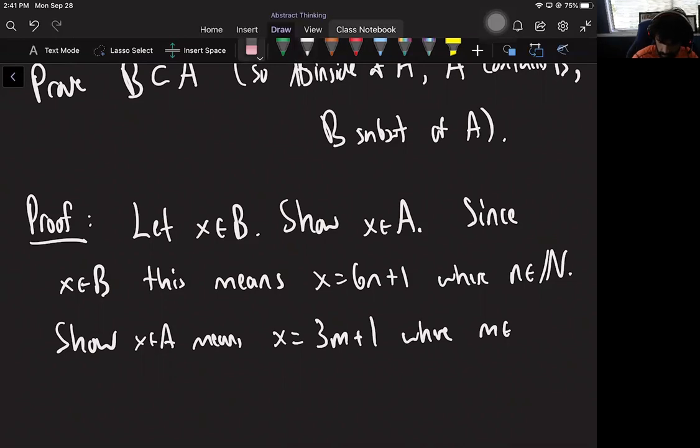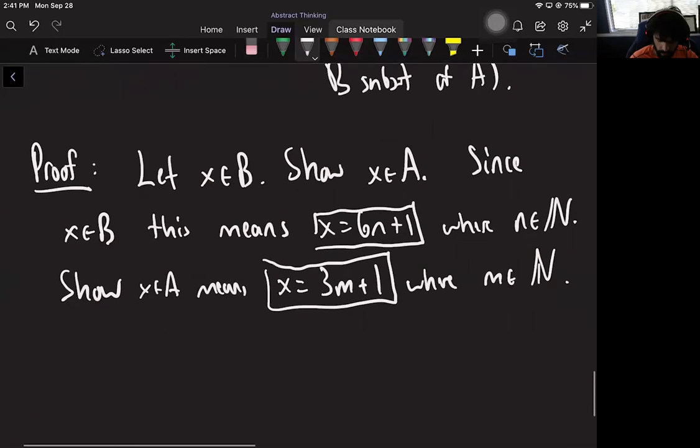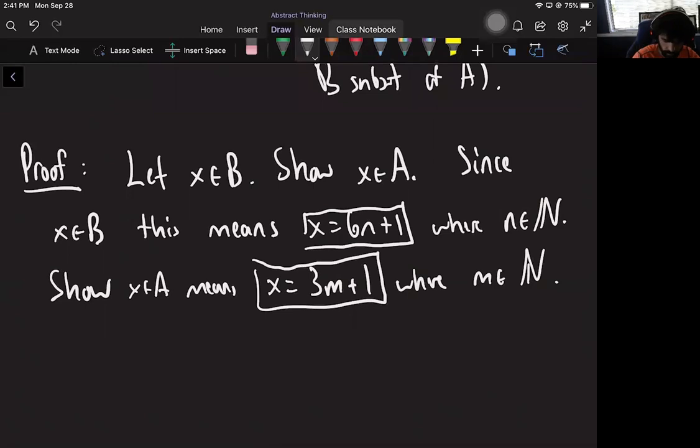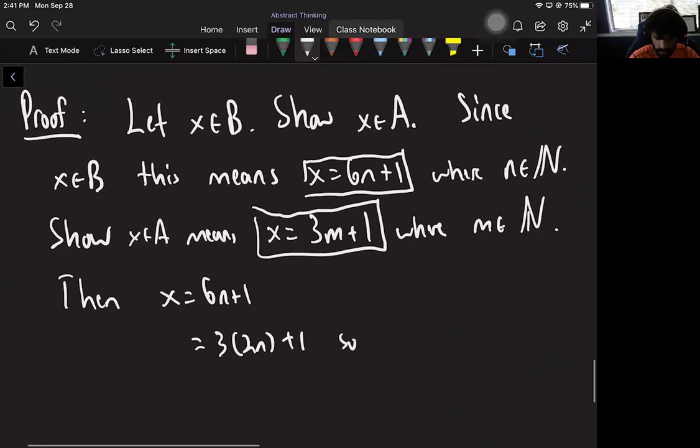Oops, m is in n. So here, I'm just trying to get from X looking like this to X looking like this. Okay, so that's not so bad, actually. We can do that. So next, since X looks like 6n plus 1, I can just rewrite it as 3 times 2n plus 1. So now, X does look like 3 times a natural number plus 1.